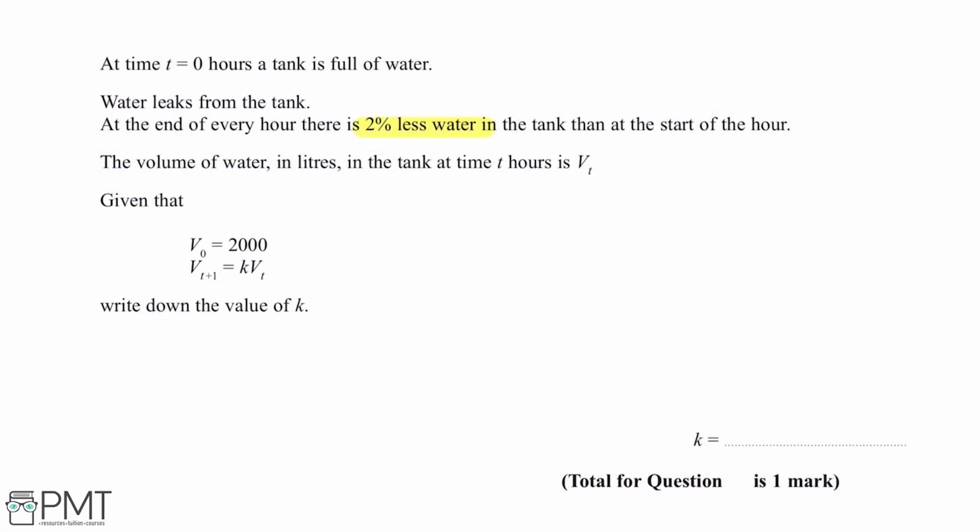At time t equals 0 hours, a tank is full of water. Water leaks from the tank. At the end of every hour there is 2% less water in the tank than at the start of the hour. The volume of water in litres in the tank at time t hours is Vt. Given that V0 equals 2000, Vt plus 1 equals k multiplied by Vt, write down the value of k.